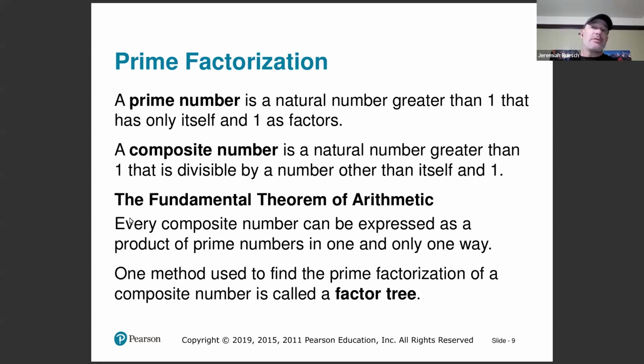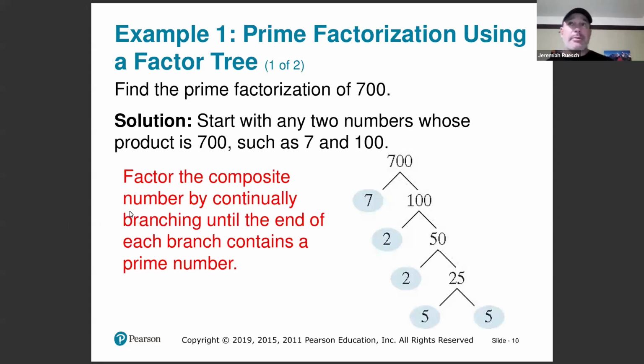One way that we can do the prime factorization is by something called a prime factor tree, or just a factor tree. Let's look at an example. This is looking at the prime factorization of 700. You start with any two factors of the number other than the number itself. In this case, we have 7 times 100. Well, 7 is a prime number, so let's look at 100.